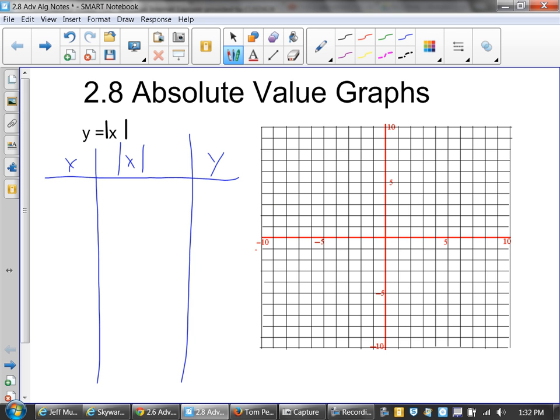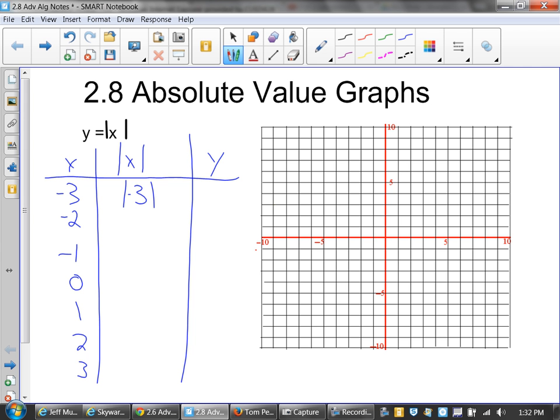I am choosing my domain: -3, -2, -1, 0, 1, 2, 3. What I'm doing with the table, which I know all of you know how to do, is taking those values for x and substituting in. In this instance, I'm figuring out the absolute value of -3. Now remember, absolute value is the distance a number is from 0.